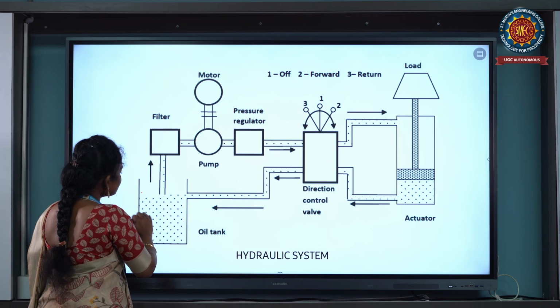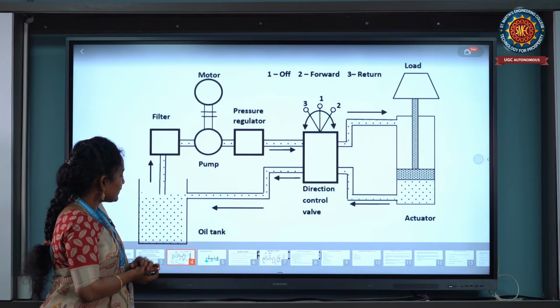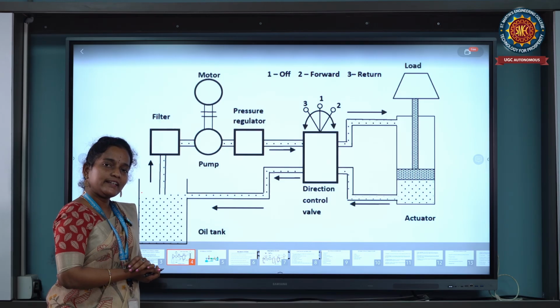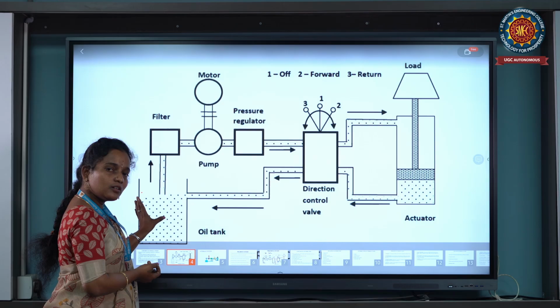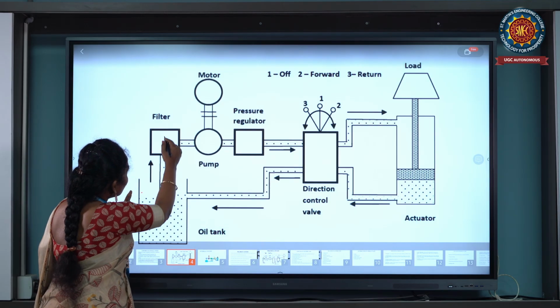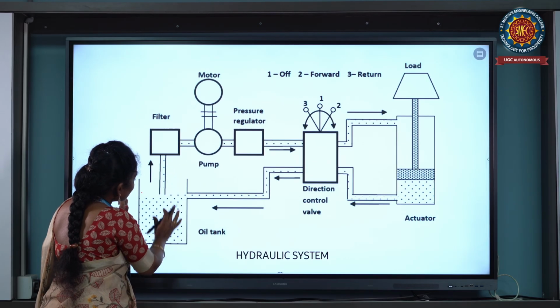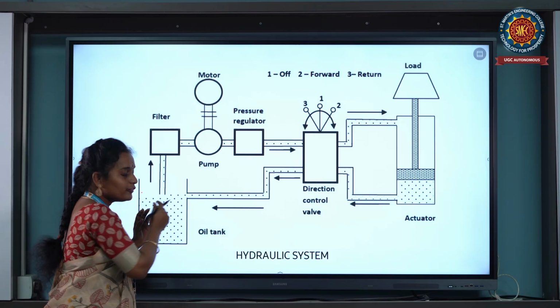Okay, this is the oil tank. In that oil tank, the oil is stored. It is collected from the return and is mainly filled full of oil. From the oil tank, the filter collects the oil, and the filter is used to filter the oil.